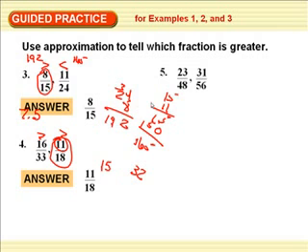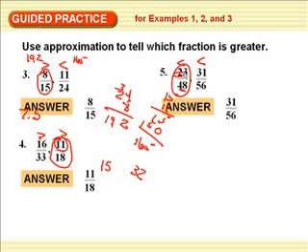So half of 48 is 24. This is less than that. Half of 56, half of 50, 28. That's less than 28. That's only 1 less. So that one is greater. Oh, what did I do wrong? Half of 56 is 28. Oh, that's bigger than it. Ay, ay, ay. So yes, the answer is 31 over 56. Sorry about that.